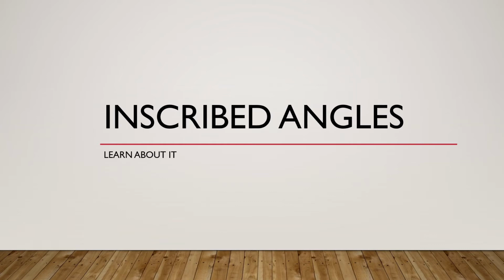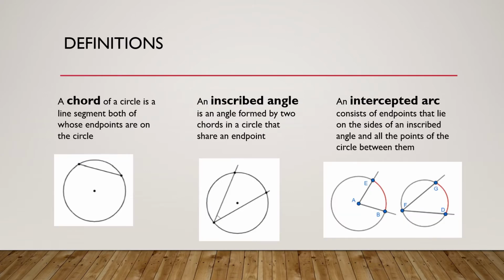We are now starting lesson 2 of the week of April 13th through the 17th. This is our Learn About It section for inscribed angles. We're going to start with a few definitions. The first definition is a chord. A chord of a circle is a line segment where both endpoints lie on the circle.